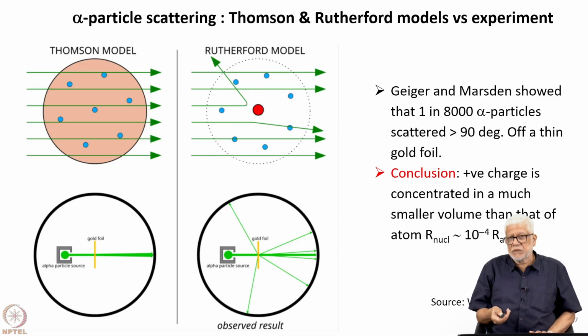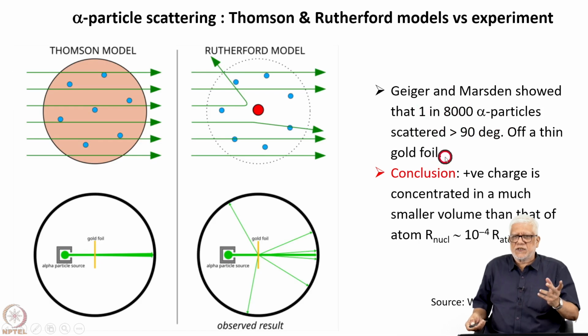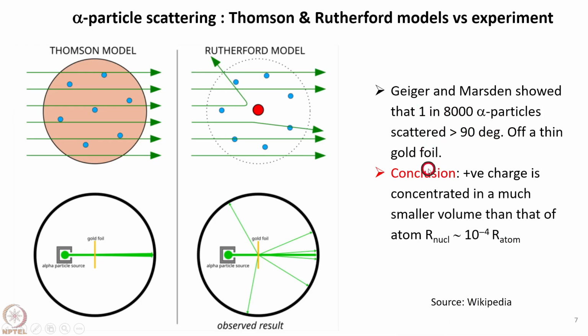So, coming back to the experiment of Geiger and Marsden, they actually found that 1 in 8,000 alpha particles scattered at angles greater than 90 degrees off a very thin gold foil. Okay. That was the key observation. Of course, they got the whole distribution as well, with some statistics. So the conclusion was that the positive charge is concentrated in a much smaller volume than that of the atom.